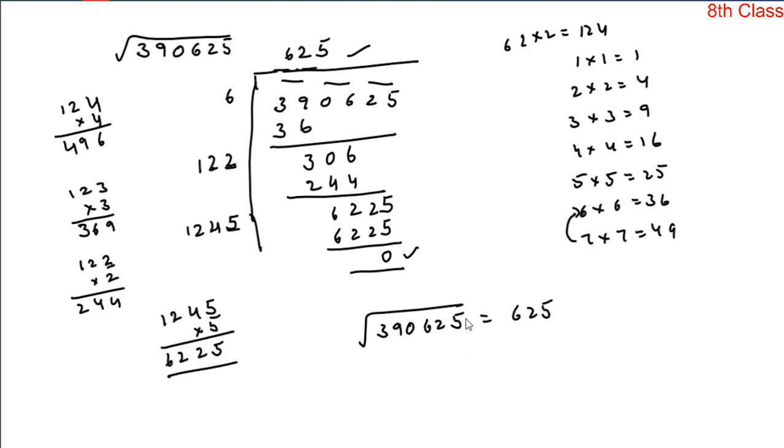Okay, so this is the long division method. By using this long division method, we can easily find the square root of any natural number. Is it clear?